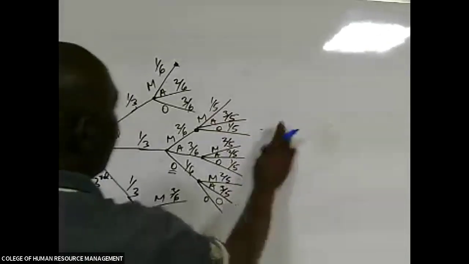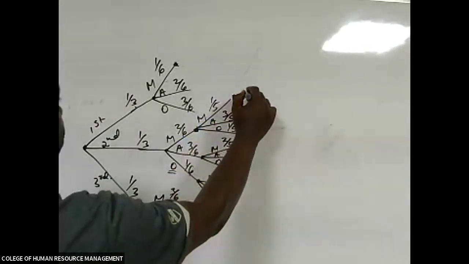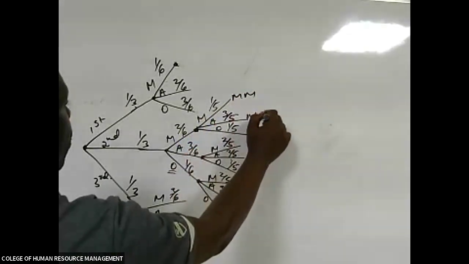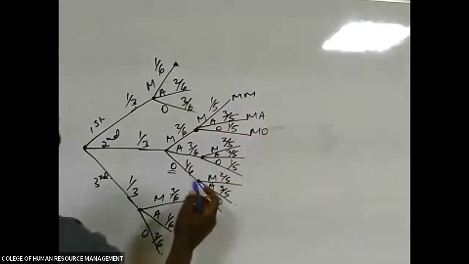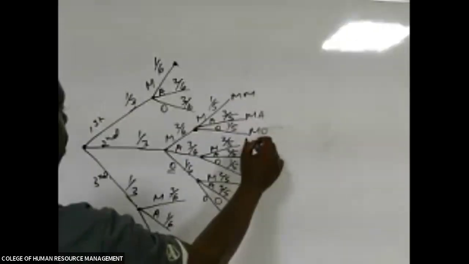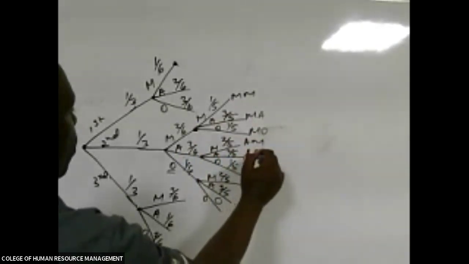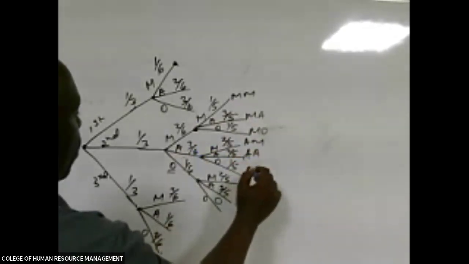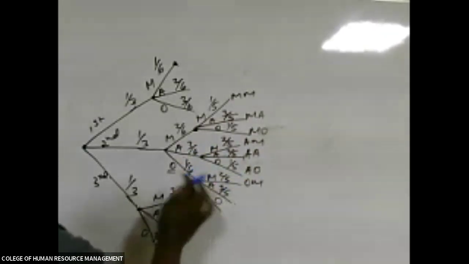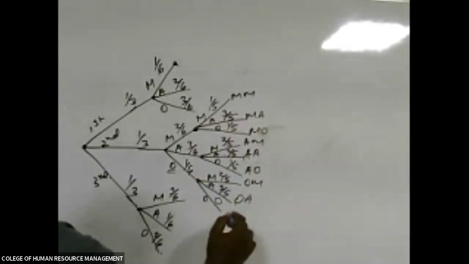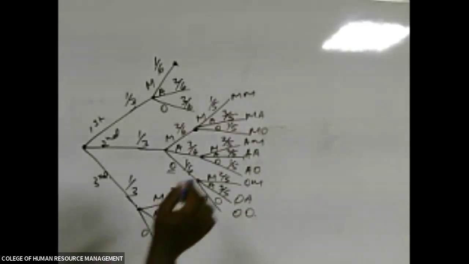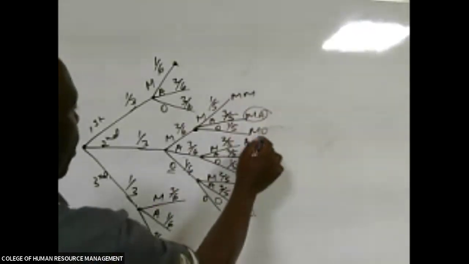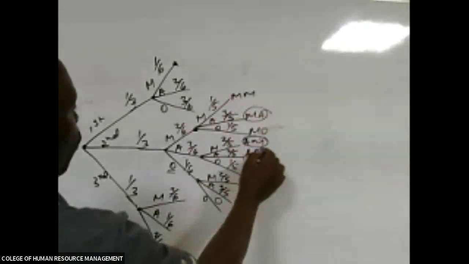Look here. This is mango, mango. This is mango, apple. This is mango, orange. This is apple, mango. Apple, apple. Apple, orange. What about this one? Orange, mango. Orange, apple. Orange, orange, which is 0. So we are told what is the probability. Remember the fruits that were picked, they were apple and mango. So you only go to where we have mango and apple. Apple, mango. So those 2.